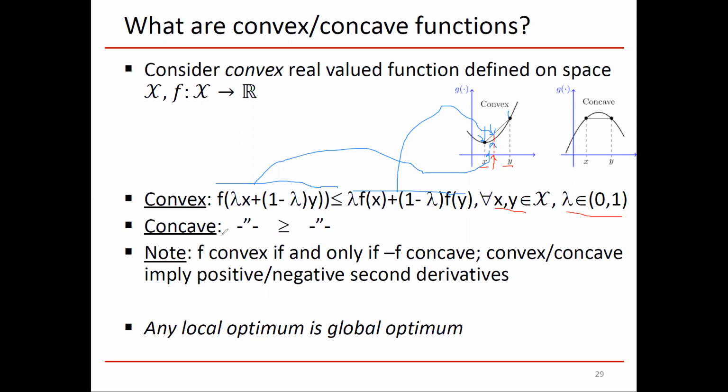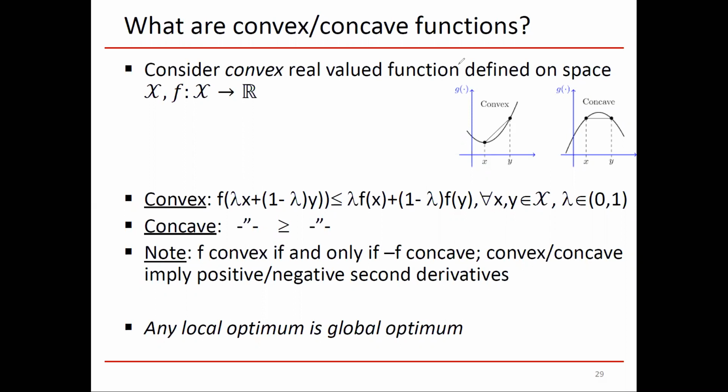Concave, on the other hand, is very similar, except that the connecting line is going to be less than or equal to the function, and therefore the function is going to be greater than or equal to the connecting line. So just some notes. First of all, a function f is convex if and only if negative f is concave. Secondly, convex and concave functions have positive or negative second derivatives respectively.